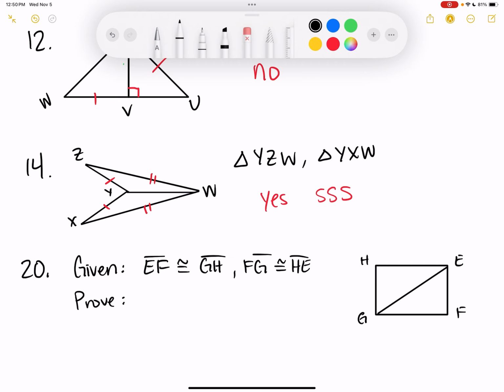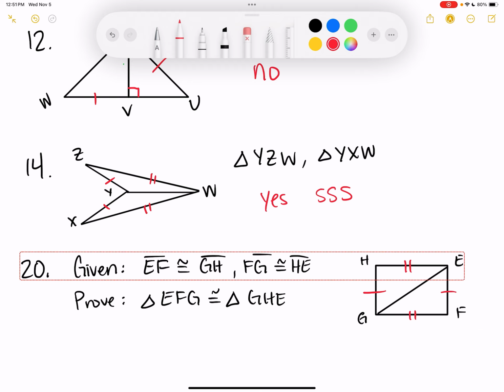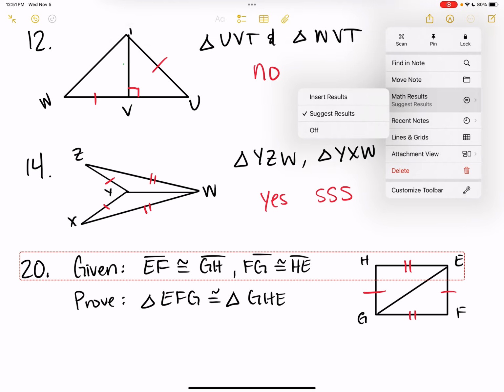We're proving that triangle EFG is congruent to triangle GHE. They tell us these markings are given to you, but that HG is congruent to EF and that HE is congruent to GF. Now, if they hadn't told it to me up here this way, they gave it to me in the pictures, but a lot of times they won't tell you in the picture. You just need to put the markings on yourself. But they gave it to you, so.